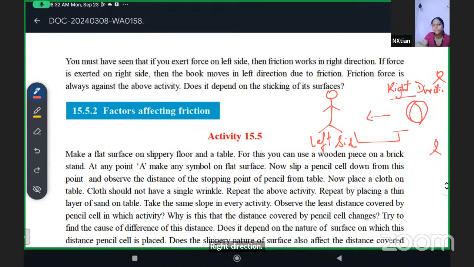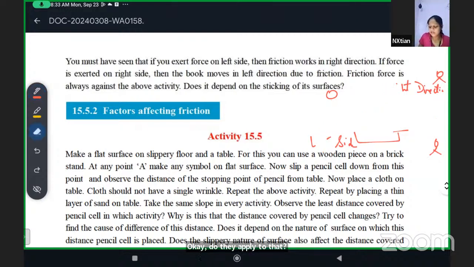But where did it work? She applied the friction force from the left side, and it worked on the right direction, from where the ball was. So this tells us that when we are applying friction force, it always works in the opposite direction. Yes, Abraham, that is right. Good one. So friction force will always work on the body or object in the opposite direction.